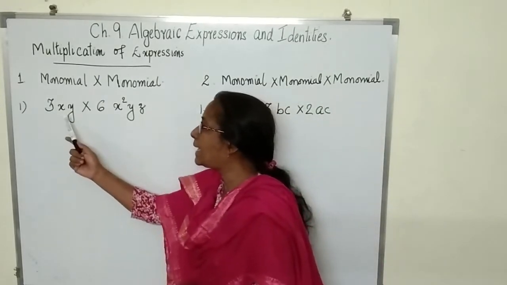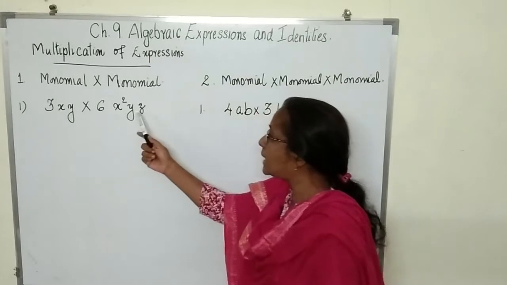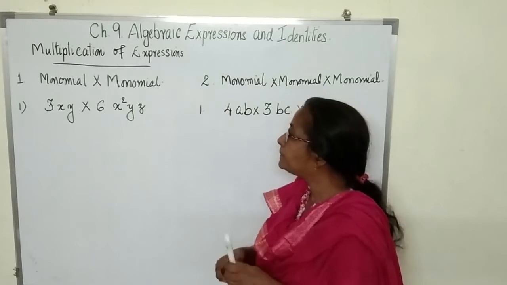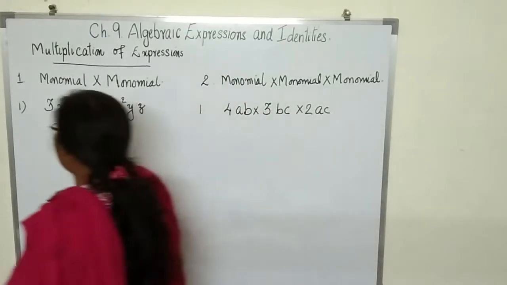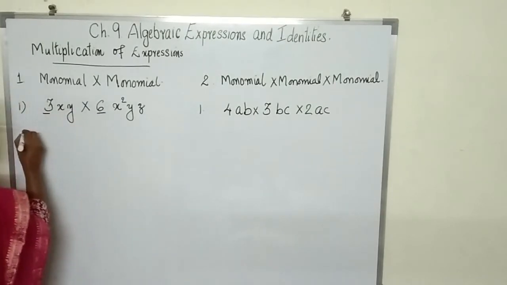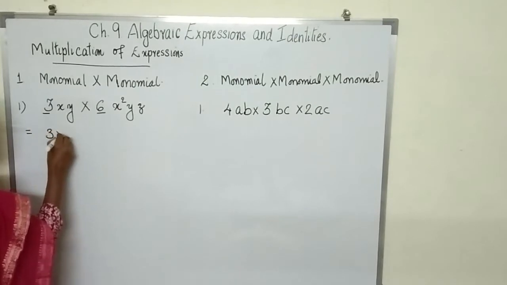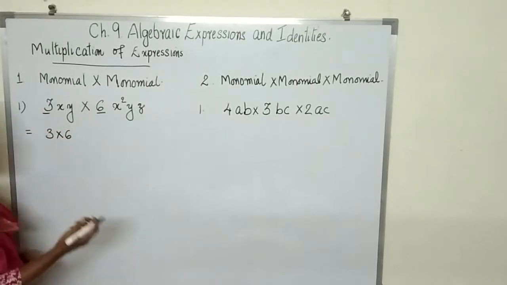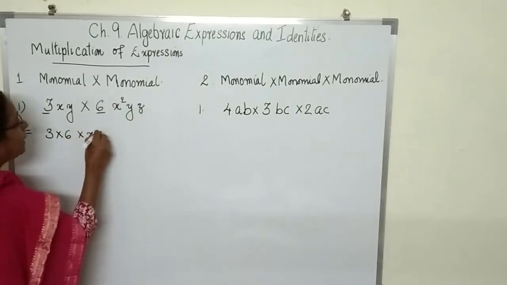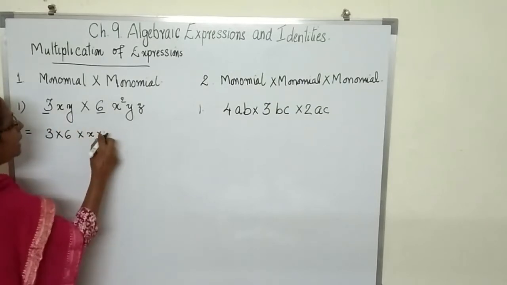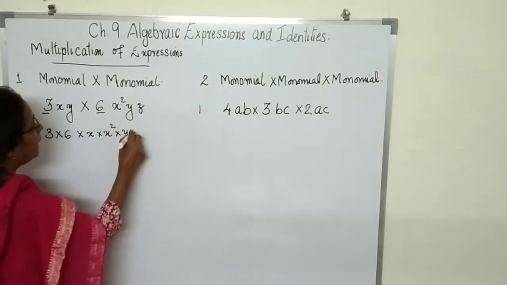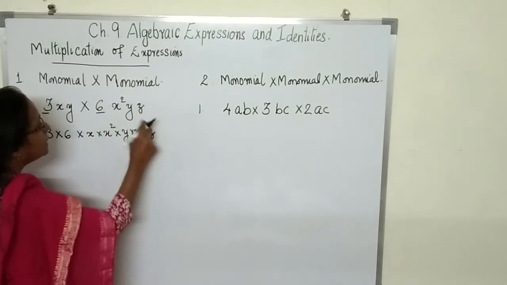See here, 3xy multiplied by 6x square yz. So what we do is we multiply the coefficients first. What is the coefficient? Numerical coefficients first we multiply, that is 3 multiplied by 6. Then we multiply the like variables, that is x multiplied by x square, and y multiplied by y, and z is alone here.